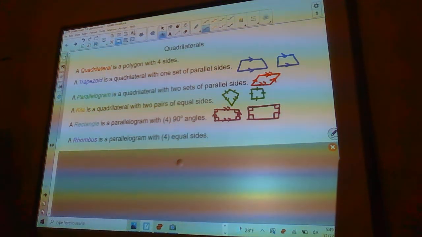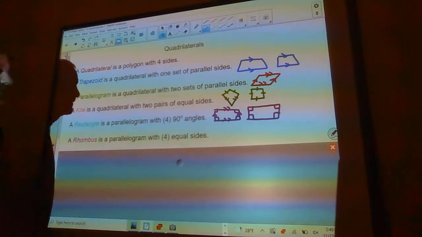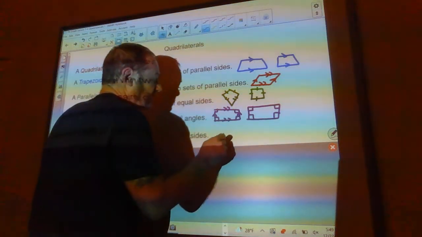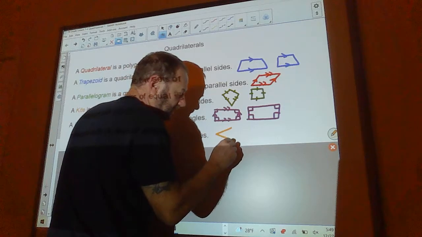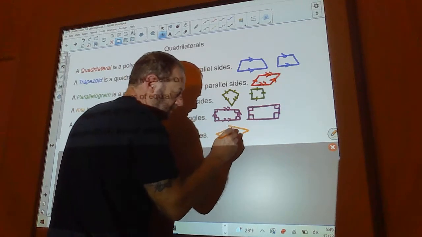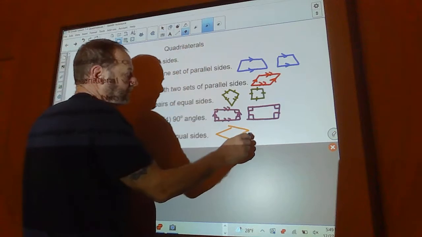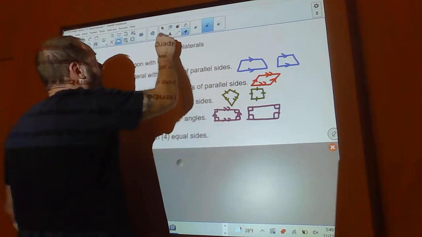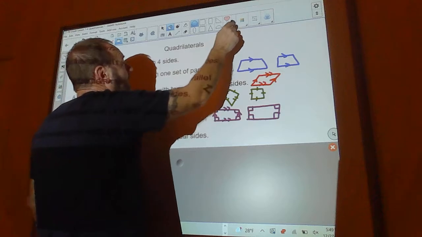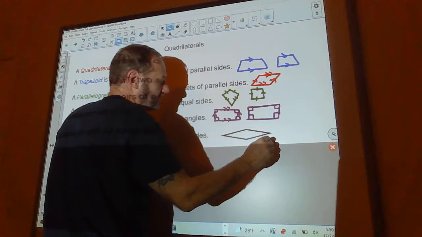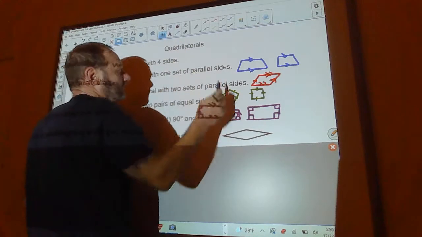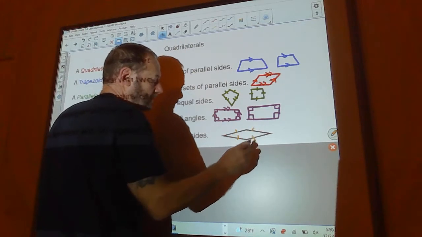A rhombus is a parallelogram that has four equal sides. It's actually a kite with four equal sides. So you tend to draw them, they look like a diamond. Okay, they look kind of like this. Oh, that's terrible. Here, let's do this. I always have a hard time drawing kites. Here's a kite. Okay, it's got four equal sides.